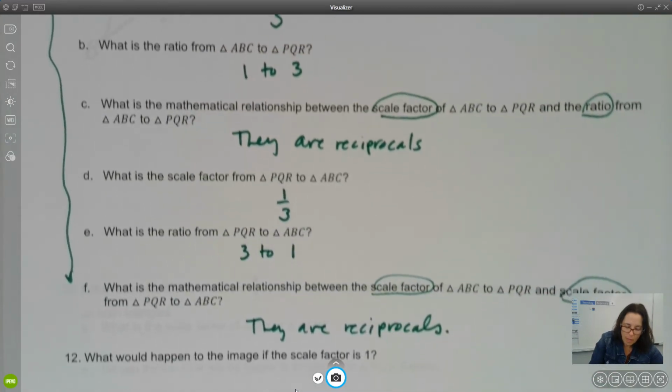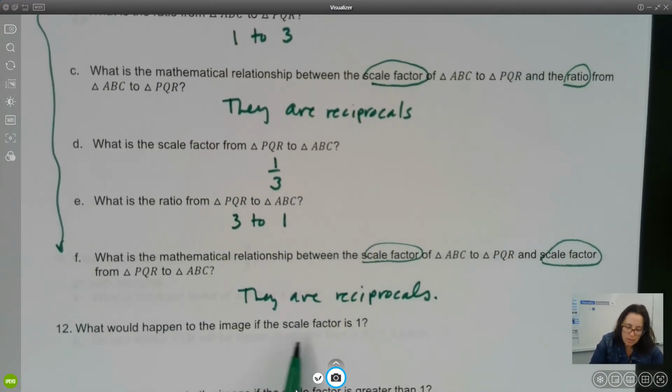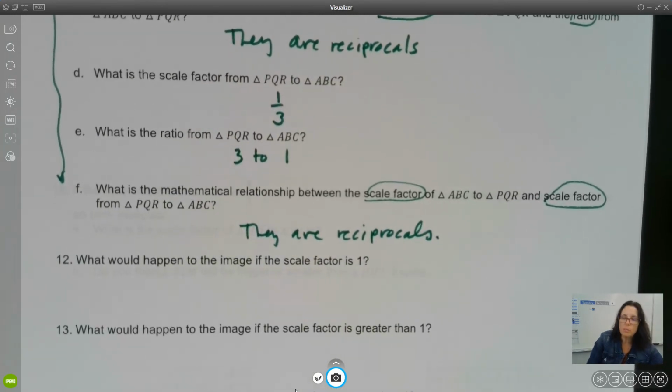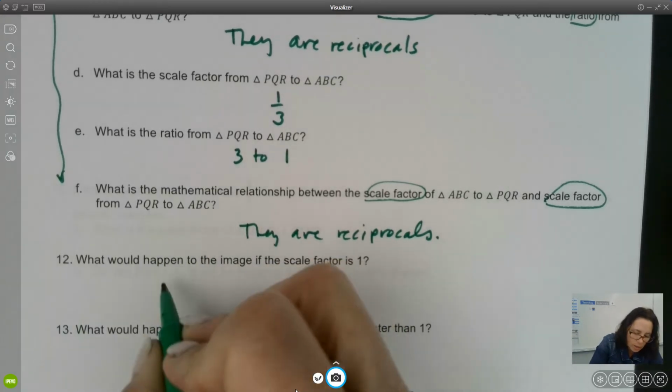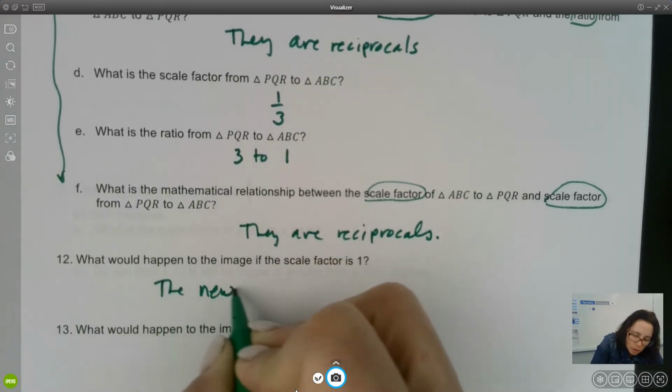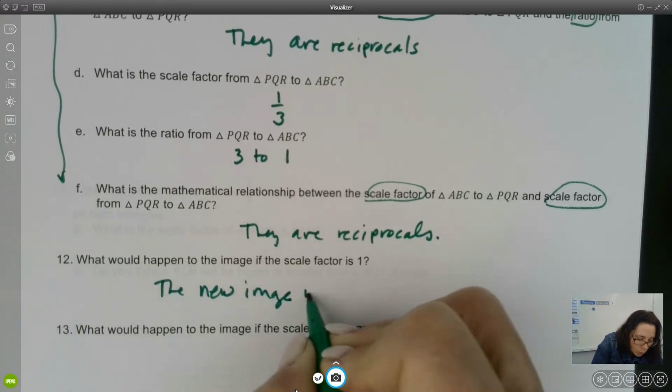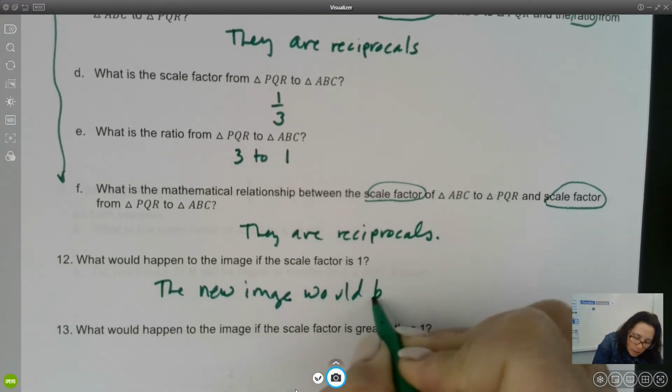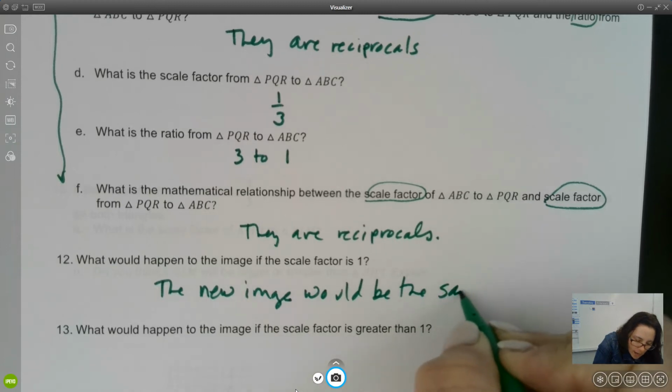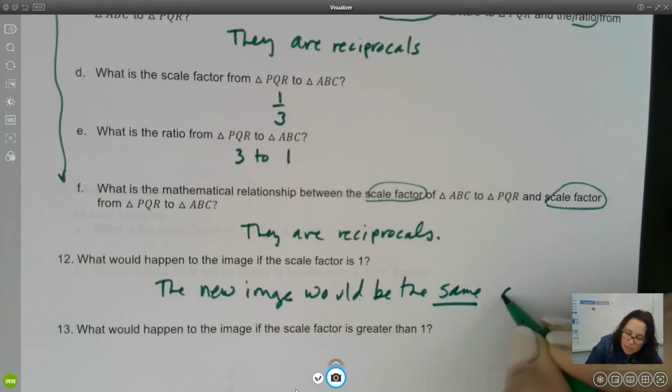What would happen to the image if the scale factor is 1? If you're multiplying a shape's side lengths by 1 to get the other one, hope you're thinking it's going to be staying the same. So the new image would be the same as the original.